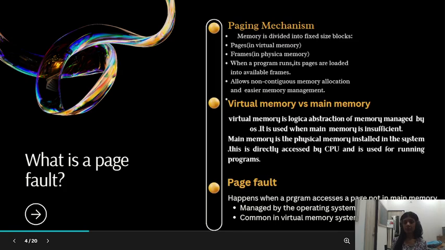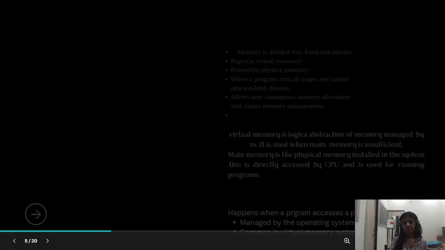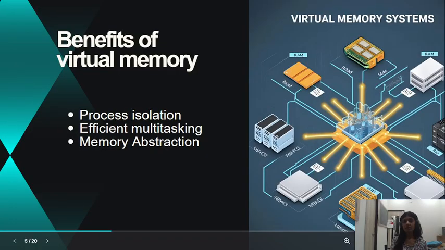Now page fault. Why it happens and how it happens. It happens when a program is accessed but a page is not in main memory. It is managed by the operating system, common in virtual memory systems. What are the benefits of virtual memory? Process isolation, efficient multitasking, memory abstraction, but mainly it comes into picture when the physical memory doesn't have enough space.